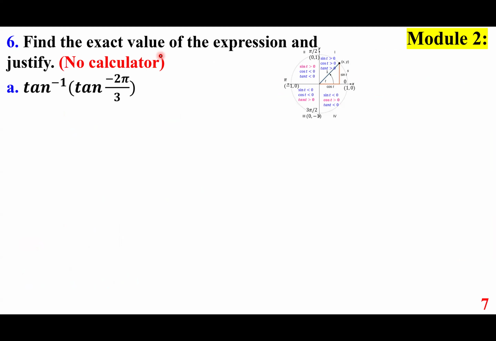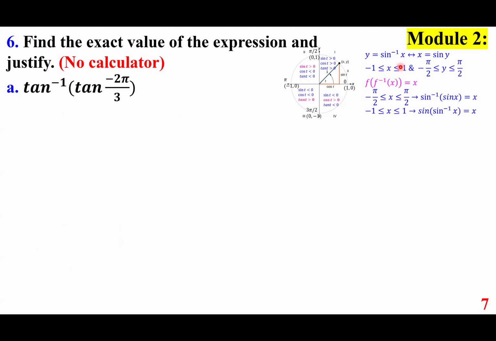Find the exact value, no calculators. Tan inverse of tan, you have negative 2 pi over 3. So first reminding everybody that in the case of sine, y equals sine inverse of x means x equals sine y. And none of the trigonometric functions have an inverse unless we do the restriction. The restriction for sine we put was from negative pi over 2 to pi over 2, so we can get the range. So when x is between minus pi over 2 and pi over 2, sine inverse of sine is x, and sine of sine inverse is equal to x.